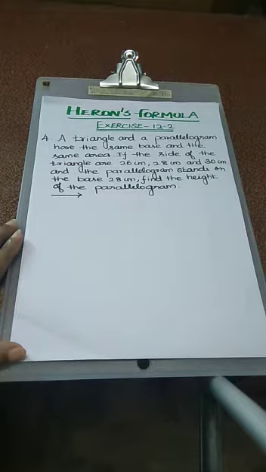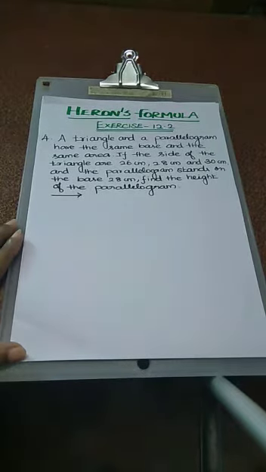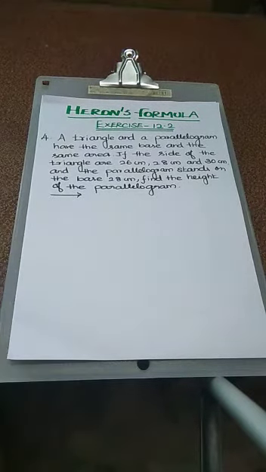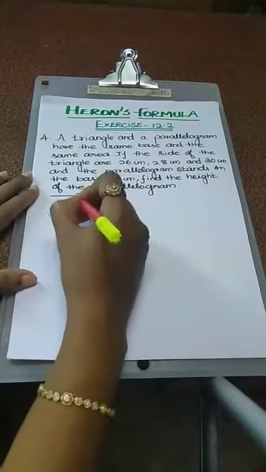Fourth problem: a triangle and a parallelogram have the same base and the same area. If the sides of the triangle are 26 cm, 28 cm and 30 cm and the parallelogram stands on the base 28 cm, find the height of the parallelogram. Here the sides of the triangle are given: 26 centimeter, 28 centimeter and 30 centimeter.